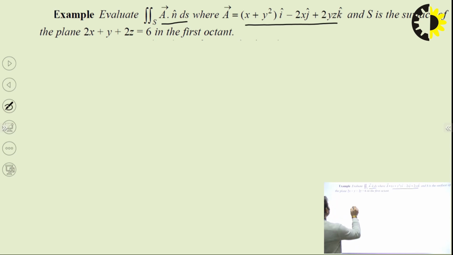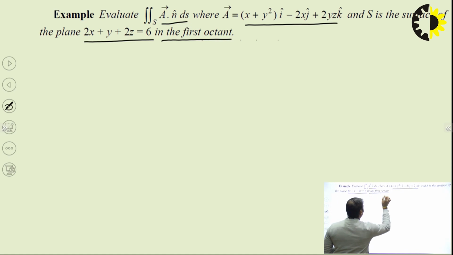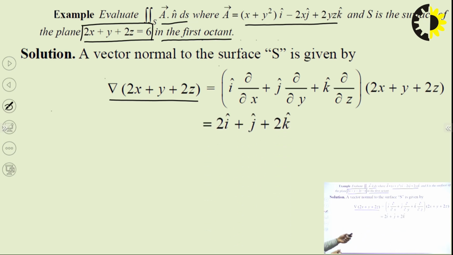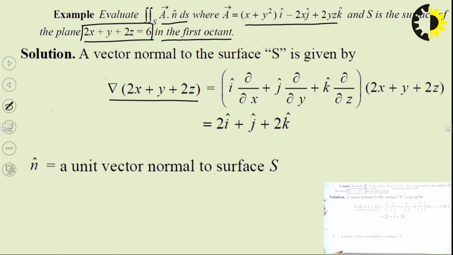So the surface is given by this equation, and this is showing that this is a plane, right? And we are looking to have the double integral, or you can say surface integral, in the first octant. So the process is very easy. First of all, students, when the surface is given to us, we will take the gradient of the surface. This is a very simple process.